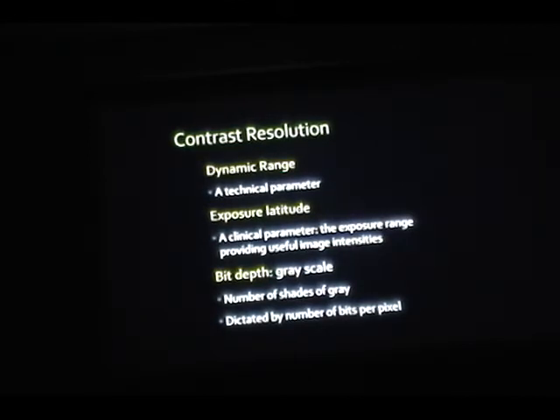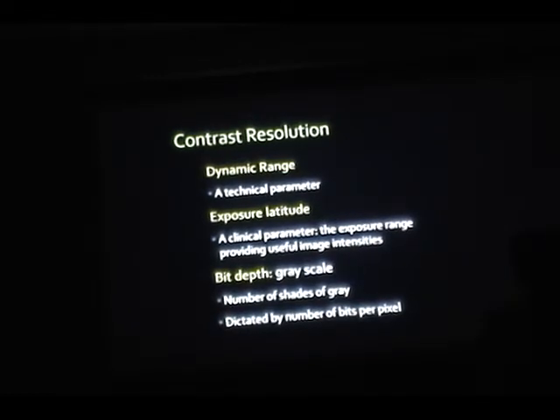What do you understand by contrast resolution? So we talked about spatial resolution. Now we are going to talk about contrast resolution. What do you understand by contrast? Yes, I know. The ability to differentiate different shades of gray. Yes.